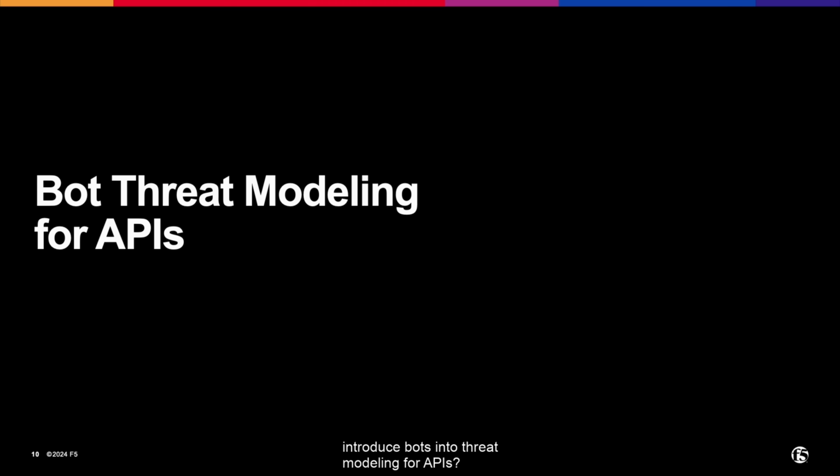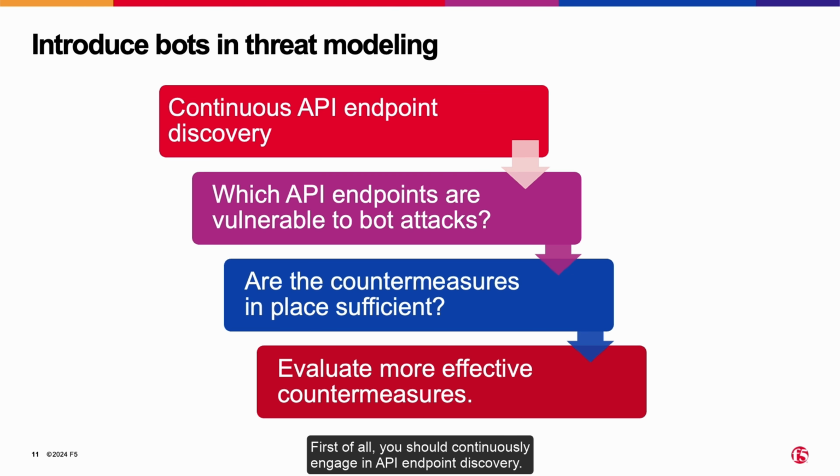So how do you introduce bots into threat modeling for APIs? First of all, you should continuously engage in API endpoint discovery. You can't protect what you don't know about. When API endpoints are discovered, it's important to consider which ones are vulnerable to bots, which I'll address in a moment. Knowing which endpoints are vulnerable to bots, the question becomes whether they're adequately protected. As other demos in our booth make clear, older techniques such as CAPTCHA and IP denial lists are no longer adequate in the face of advanced, sophisticated bots.